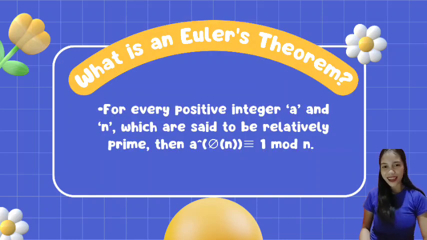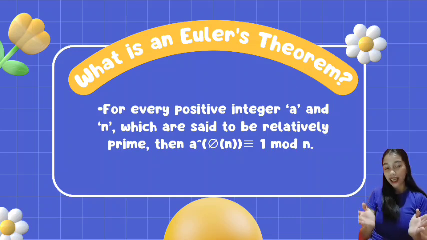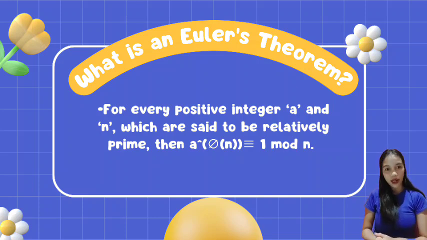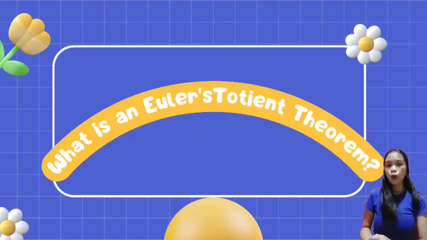Euler's theorem states that for every positive integer a and n, which are said to be relatively prime, a raised to the power of phi of n is congruent to 1 mod n. But before we delve into Euler's theorem, let us first define what Euler's totient function is.